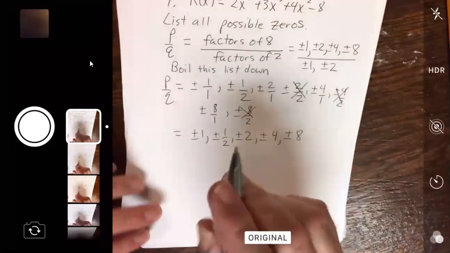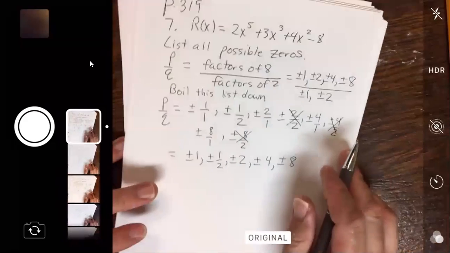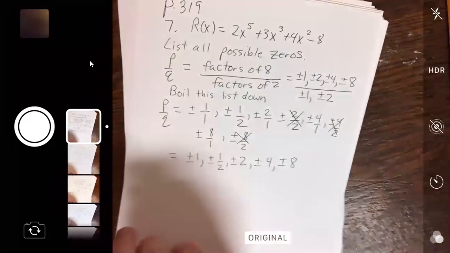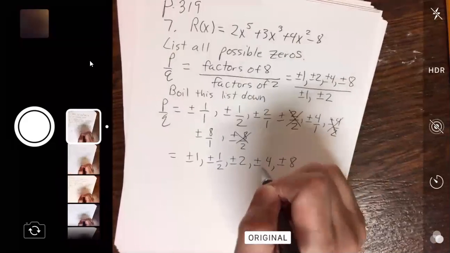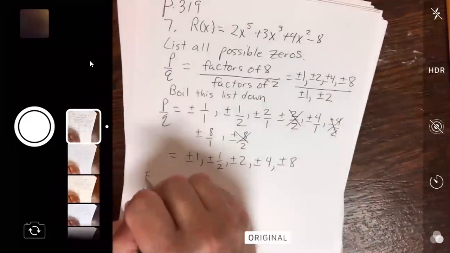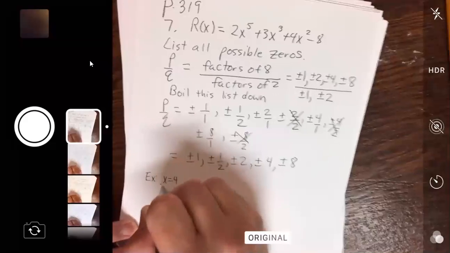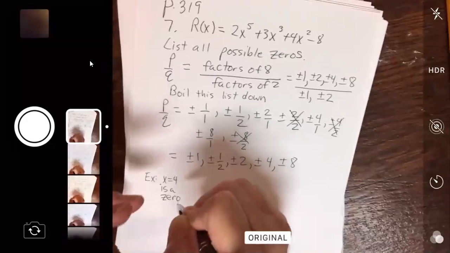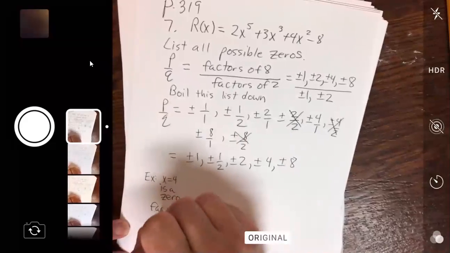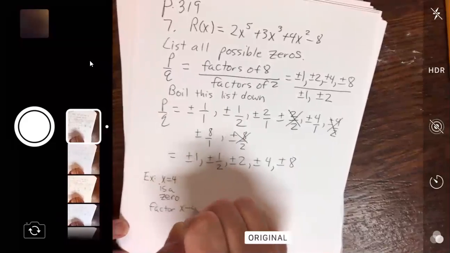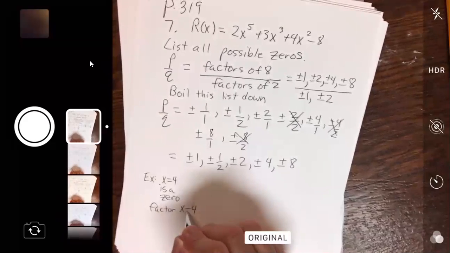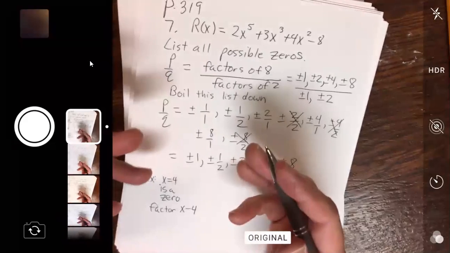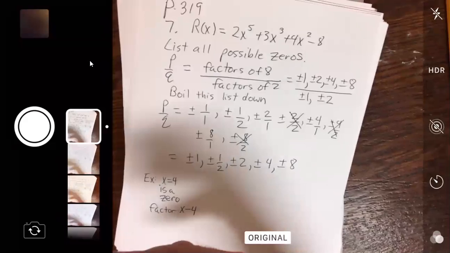Just before I do, I want to remind you, the next step is that they're going to have you find which ones are actually zeros. In other words, you plug in and get 0. And remember, just for example, let's say x equals 4 is a 0. I don't know that it is, I'm just making this up. That means there's a factor of x minus 4. Everybody get the correlation? Yes. Okay, if 2 is a 0, there's a factor of x minus 2. If negative 2 is a 0, the factor is x plus 2.